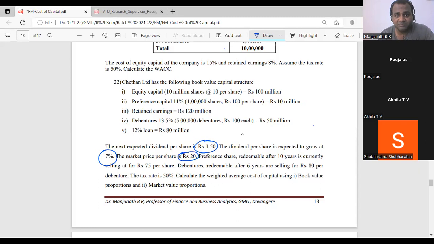Preference shares are redeemable after 10 years and are currently selling at rupees 75 per share. Debentures are redeemable after 6 years and are selling at the rate of rupees 80 per debenture. And they have said the tax rate is 50%. They are asking us to calculate the weighted average cost of capital for both book value proportions as well as the market value proportions. Now, I believe that you have a question paper with you and the calculator.